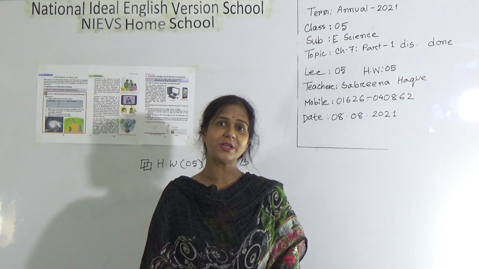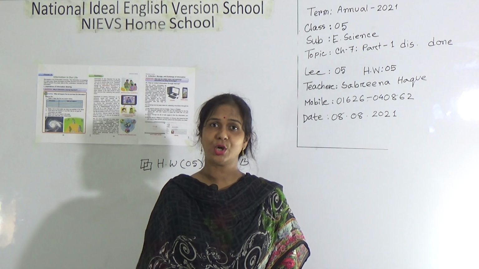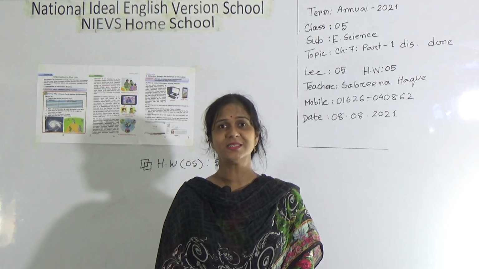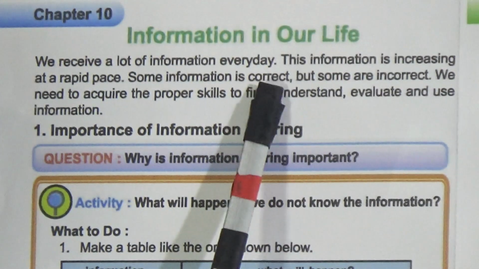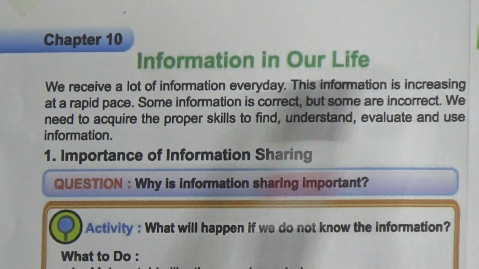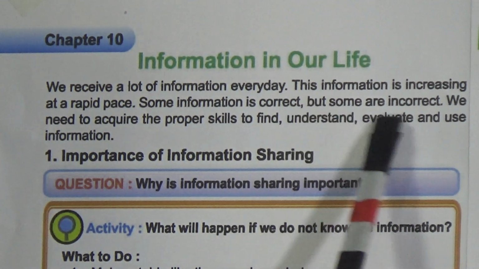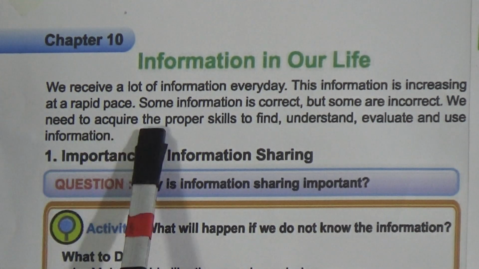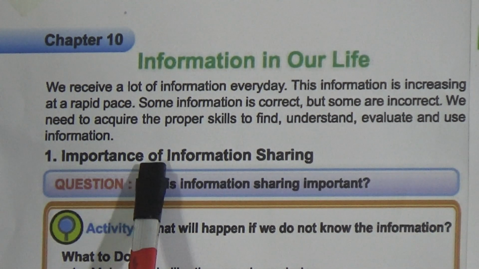Dear students, today I am going to take a science test for class 5 students based on chapter 10, and today we will discuss the first part of the chapter. Dear students, the name of chapter 10 is Information in Our Life. We receive a lot of information every day. This information is increasing at a rapid pace. Some information is correct, but some is incorrect. We need to acquire the proper skill to find, understand, evaluate and use information.